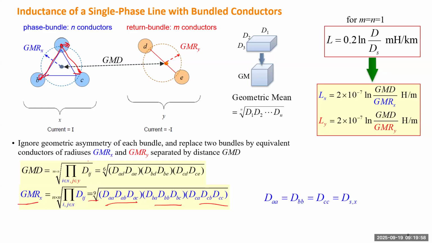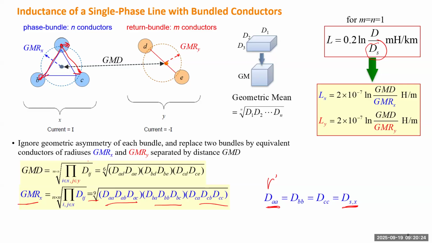So for the radius of each component, we call it D_AA, which just means the radius of the first conductor. Here we take the Ds. Ds is actually not the actual physical radius; it's called the GMR for a single conductor. So there are 9 elements.